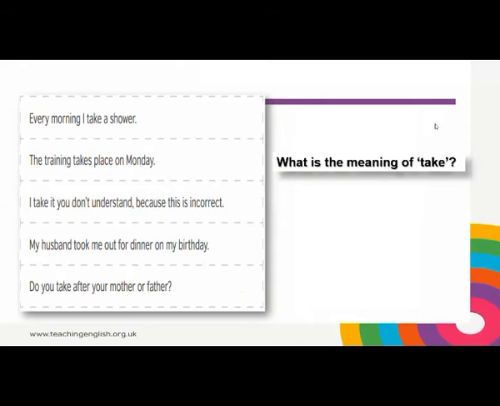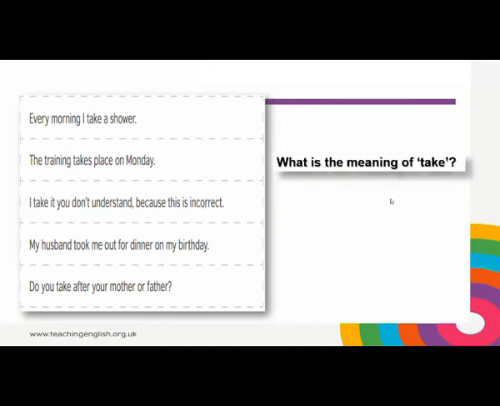Okay, the first one. What's the meaning of take in the first sentence? I think have. Yes, have. Every morning I take a shower. I have a shower. Yes, thank you so much.